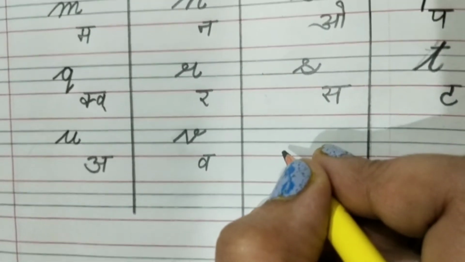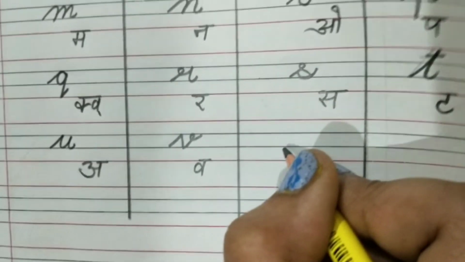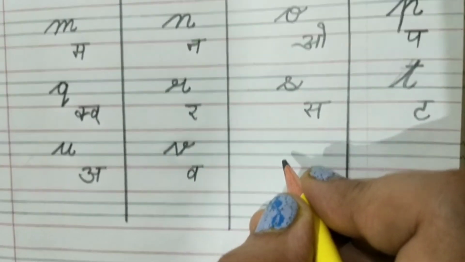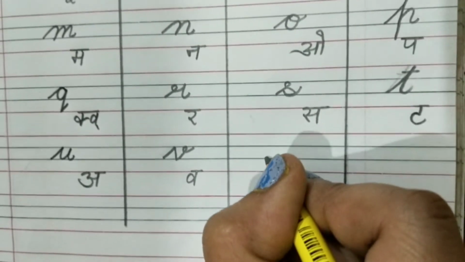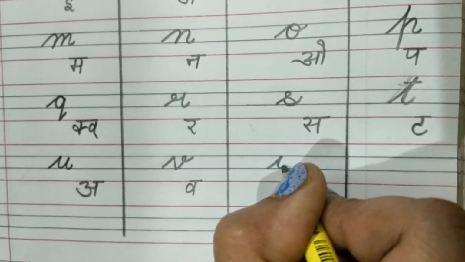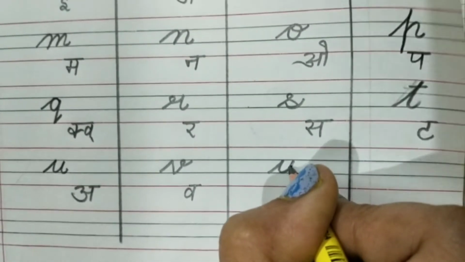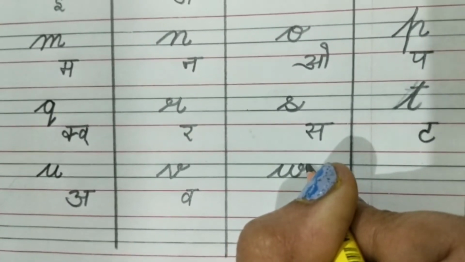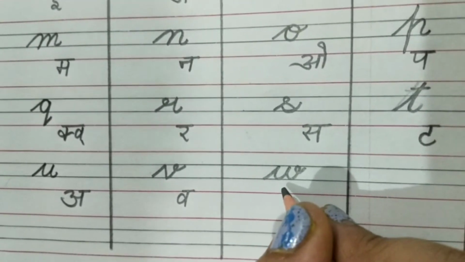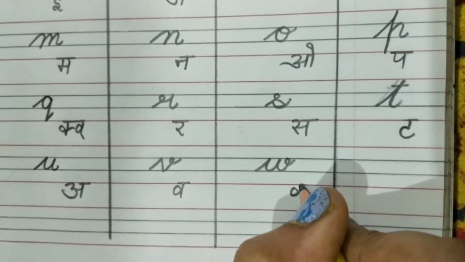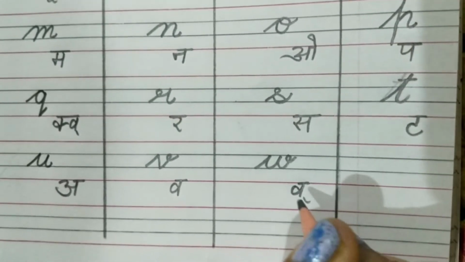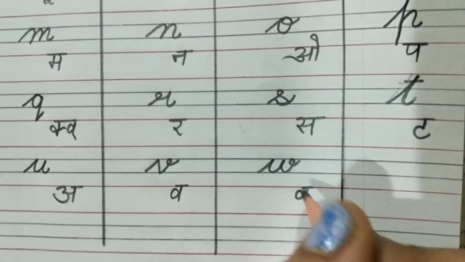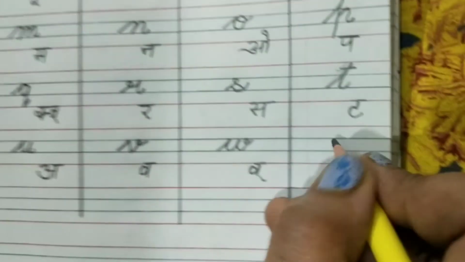After V, W. Our next letter is W. W says W. Slant line, turn, again one more turn, make a small turn. W says W. W watermelon, W watch. W says W.